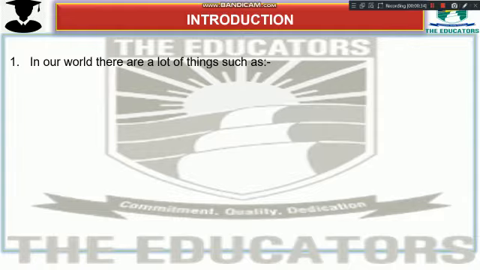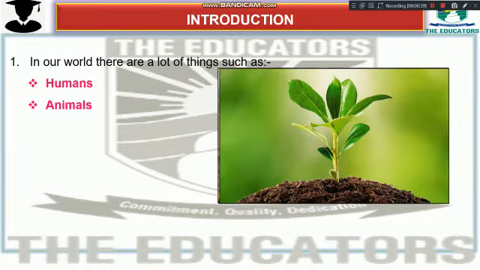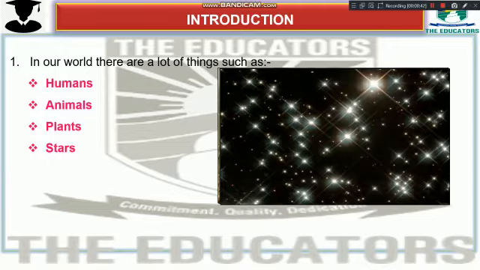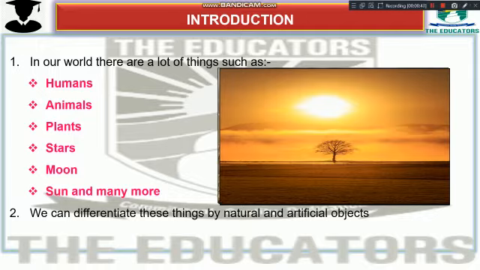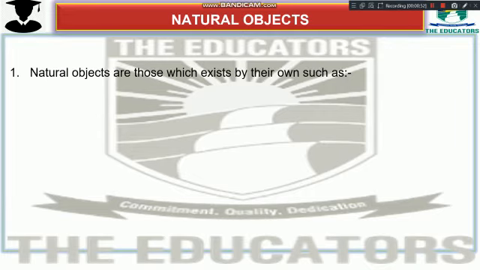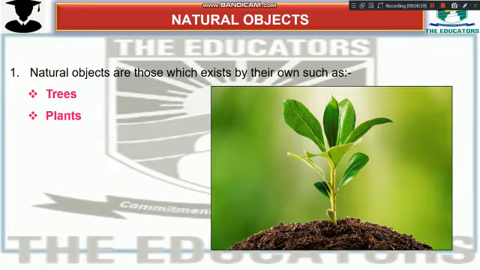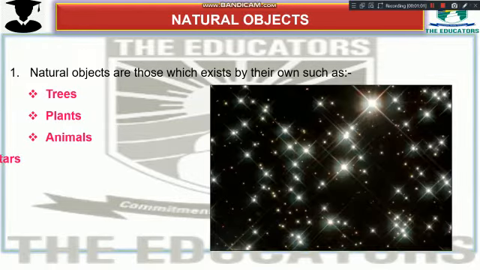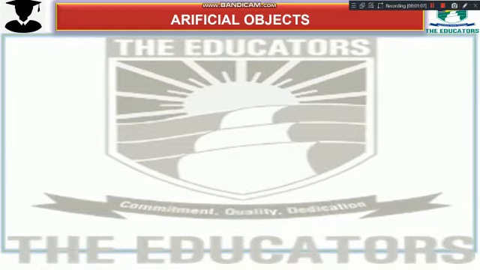Introduction. In our world, there are a lot of things such as humans, animals, plants, stars, moon, sun, and many more. We can differentiate these things by natural and artificial objects. Natural objects. Natural objects are those which exist by their own, such as trees, plants, animals, stars, moon, sun, and many more.